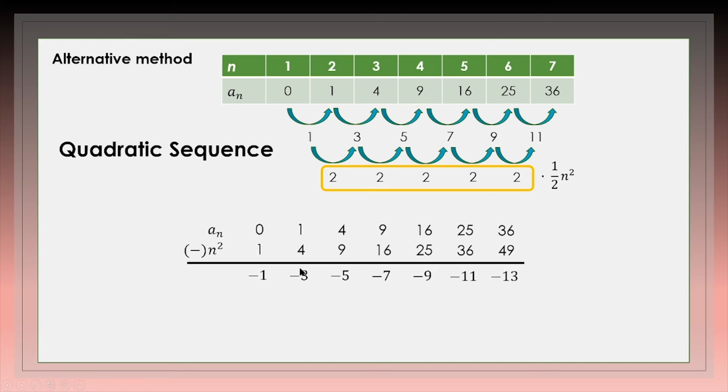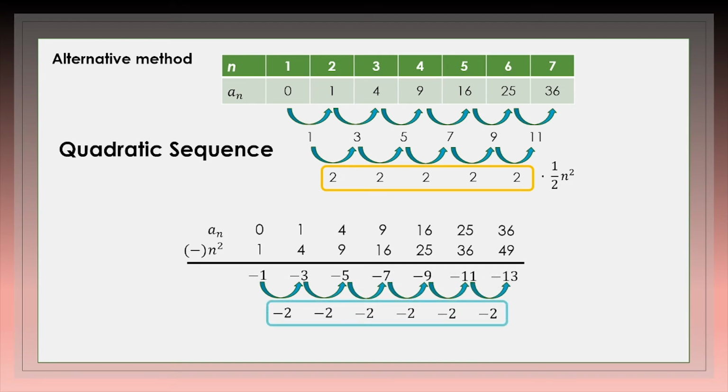So kung mapansin natin, itong difference ng an at n squared ay magiging panibagong sequence. Okay? Kung mapansin natin, kapag inalam natin yung ating common difference, ang common difference natin ay 2. So lahat yan 2. Okay? Kasi itong panibagong sequence na to ay linear sequence. Okay? After you subtract an and n squared, magiging linear sequence na siya.